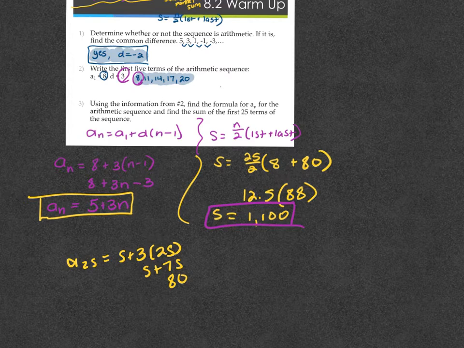What's the 25? Like the 25 or the 2? 25 is the number of terms in the sequence because it says the sum of the first 25 terms. Okay. So the n is the number of terms that we're trying to add together. Questions so far?